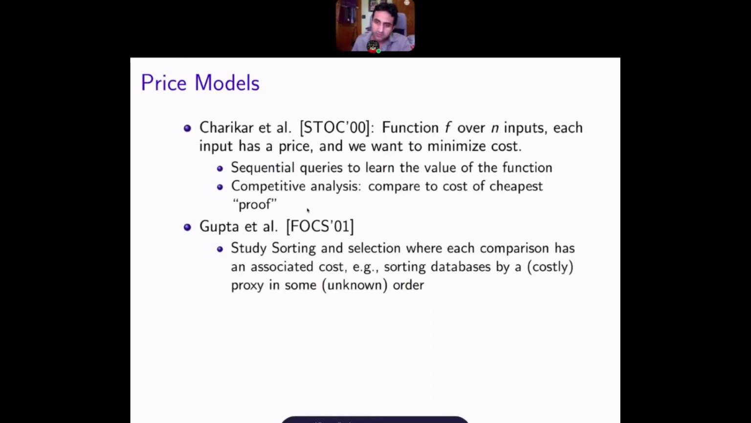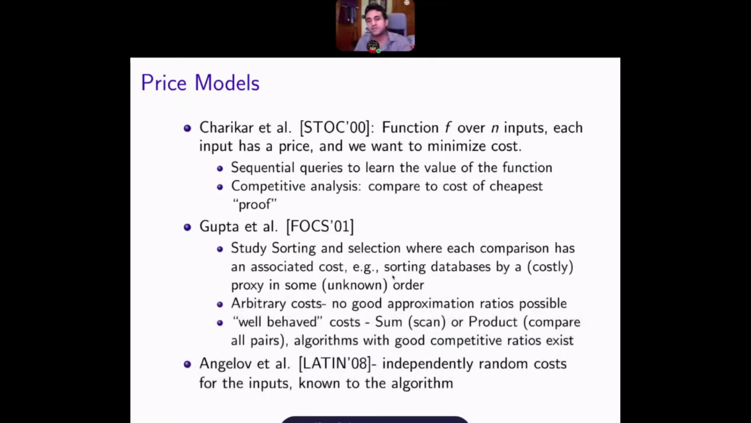They studied sorting where each comparison has an associated cost, so not all the comparison costs are uniform. They studied the setting where, for example, you're sorting databases by a costly proxy in some unknown order. So basically there's an oracle that's comparing, you don't know what the order is, and you have pretty large keys. What they showed was that if the comparison costs are arbitrary, then you can't really get good approximation ratios. By approximation ratios, I mean this competitive ratio.